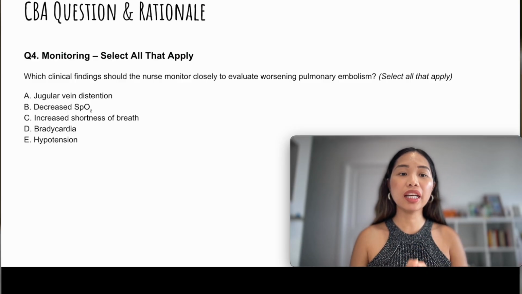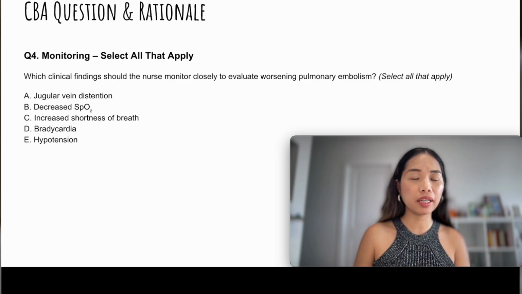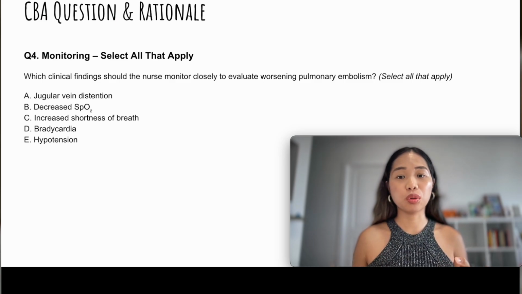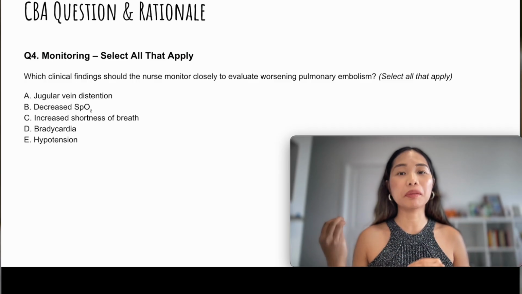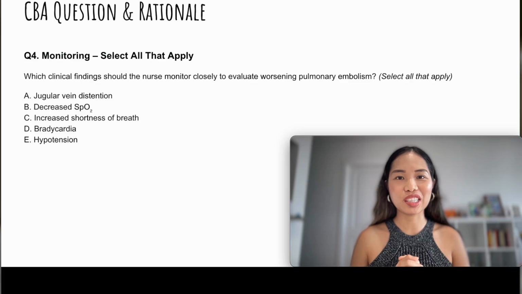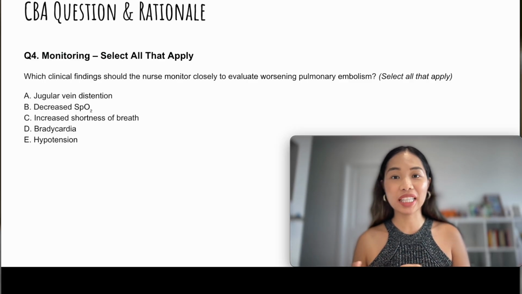And letter E, hypotension, is signaling that shock is happening and the patient's condition is getting worse. You see hypotension, that's a warning for you, that's an alert, something is happening, the patient is getting worse and you need to do something. All right, let's go to our next case scenario.